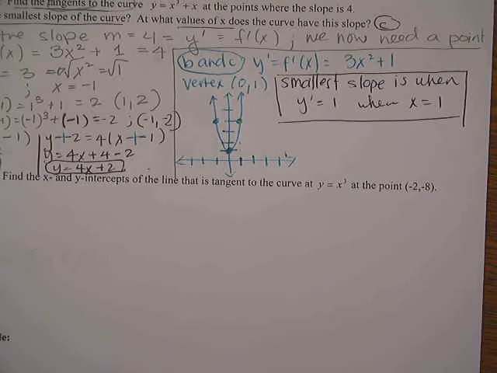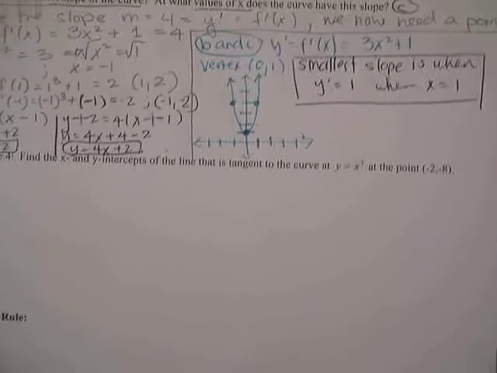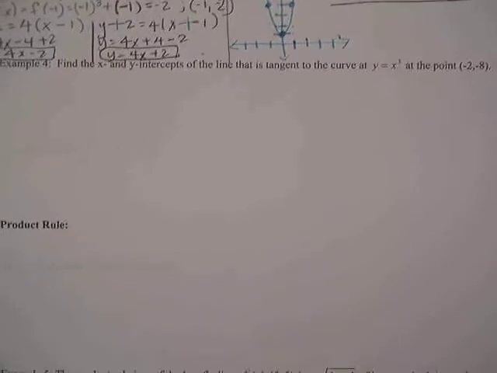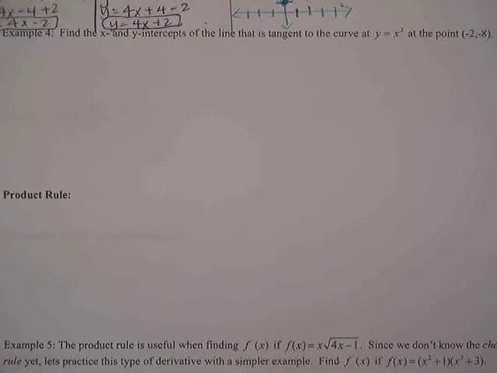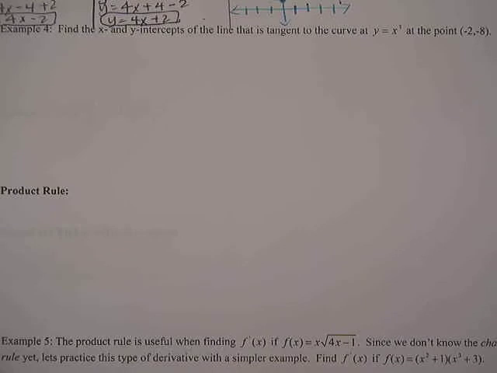Alright, now if you are still copying, just go ahead and hit pause, because I'm just going to move up to example number 4. Example number 4. Find the x and y intercepts of the line that is tangent to the curve y equals x to the third at a particular point, -2, -8.